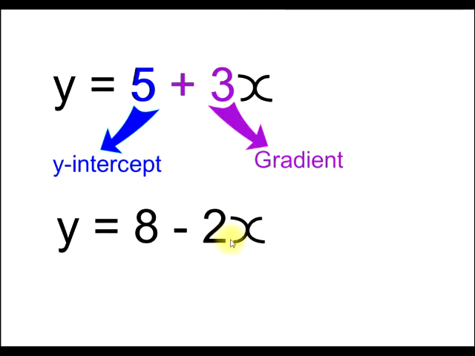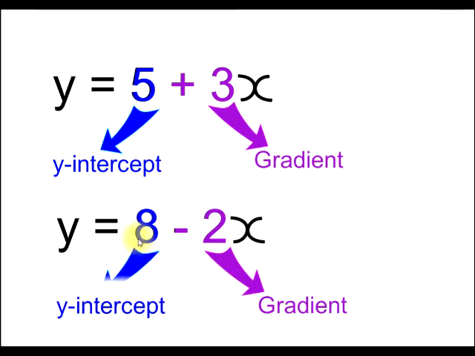Again, here, this is the bit with the x, so that is the gradient, which means it is a less steep graph than this one because the number is smaller, and the negative means it's going downwards from top left to bottom right. And the bit on its own is a positive number, this is an 8, not a -8, so it means it crosses at 8.